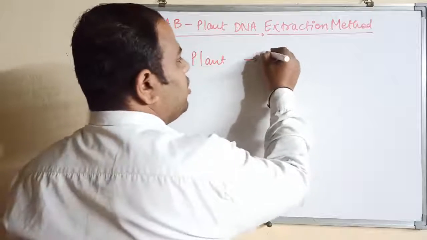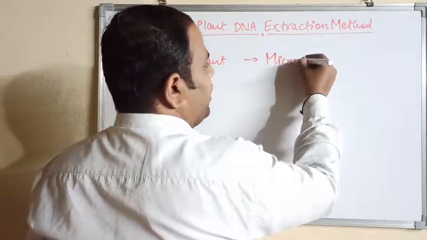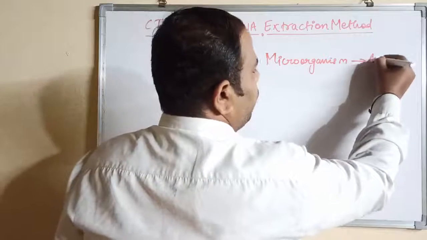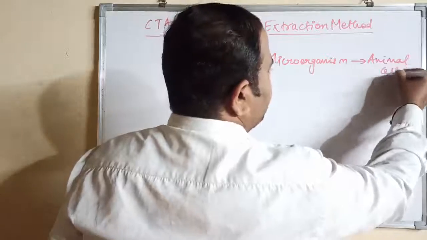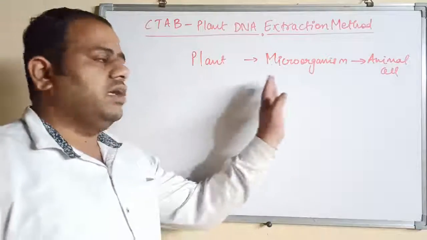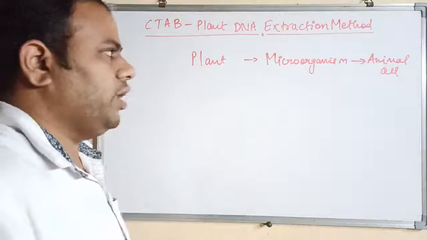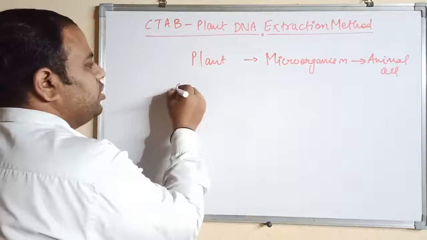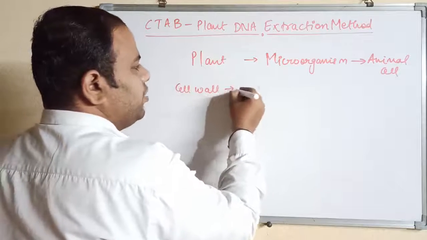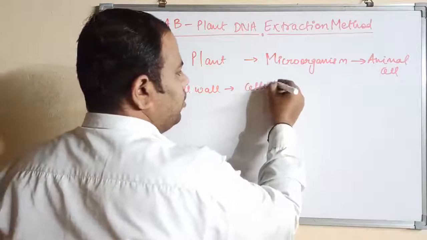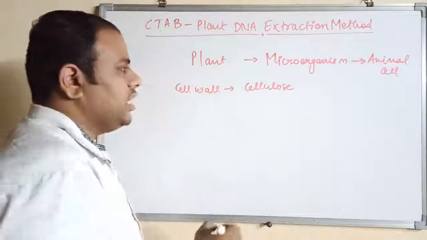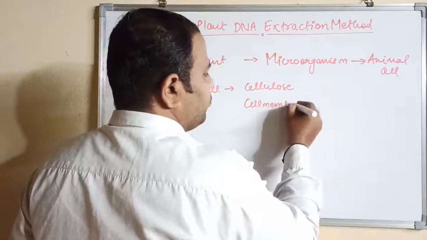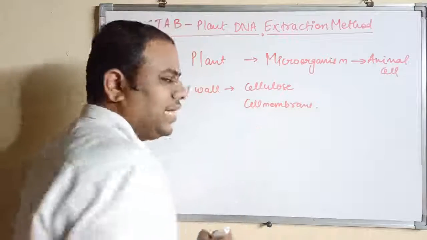First of all, let me discuss how DNA extraction in plants is difficult as compared to DNA extraction in other microorganisms such as bacteria, fungi and animal cells. What happens in plants is, first of all, there is the presence of a cell wall that is made up of a tough material, that is cellulose. Along with this cellulose, there is the presence of the cell membrane and other structural polysaccharides.